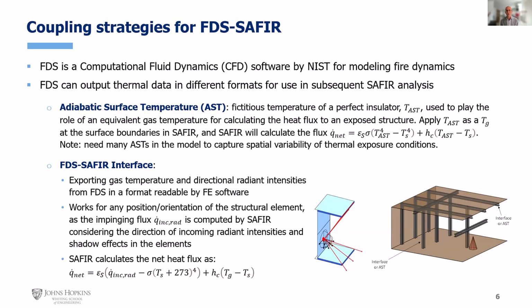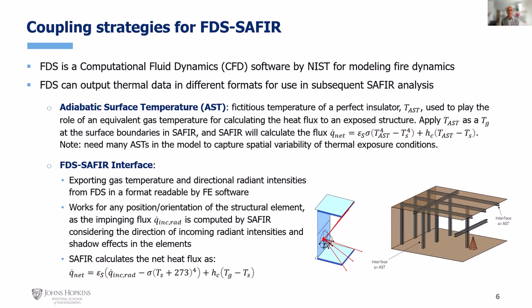This is a fictitious temperature of a perfect insulator, which can be output from FDS using sensors, which have to be located in the domain with their direction. FDS will record these fictitious AST temperatures at the location of the sensors, and then these can in turn be applied in the thermal analysis as a gas temperature function. So in SAFIR, they would be treated as a gas temperature. SAFIR would calculate again the net heat flux, considering convection and radiation with this AST temperature.